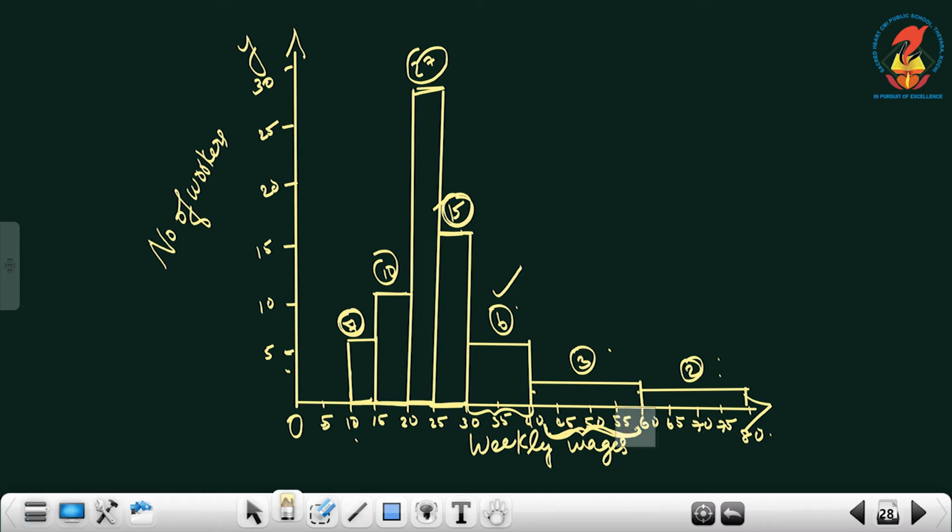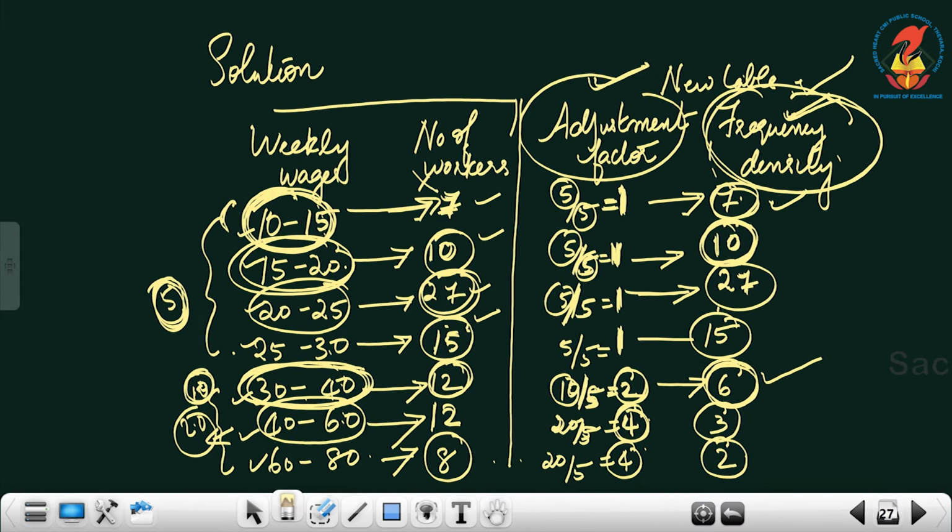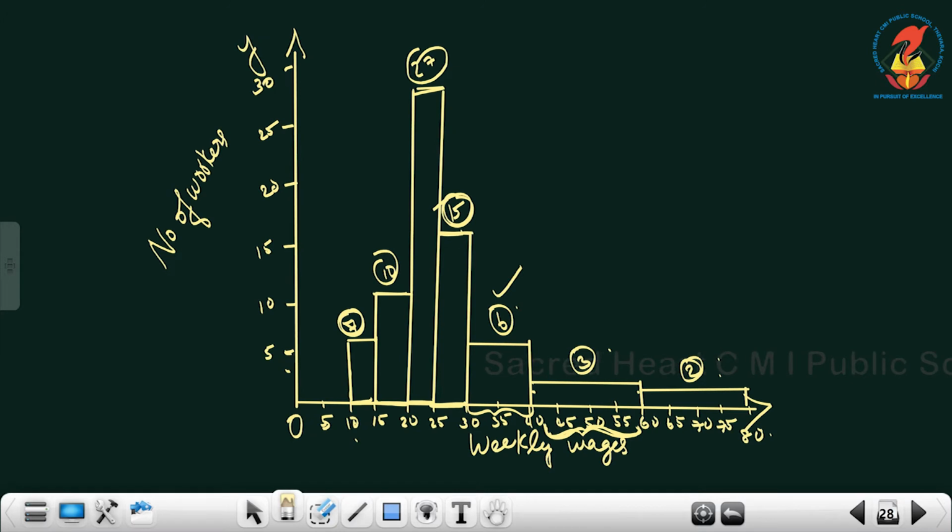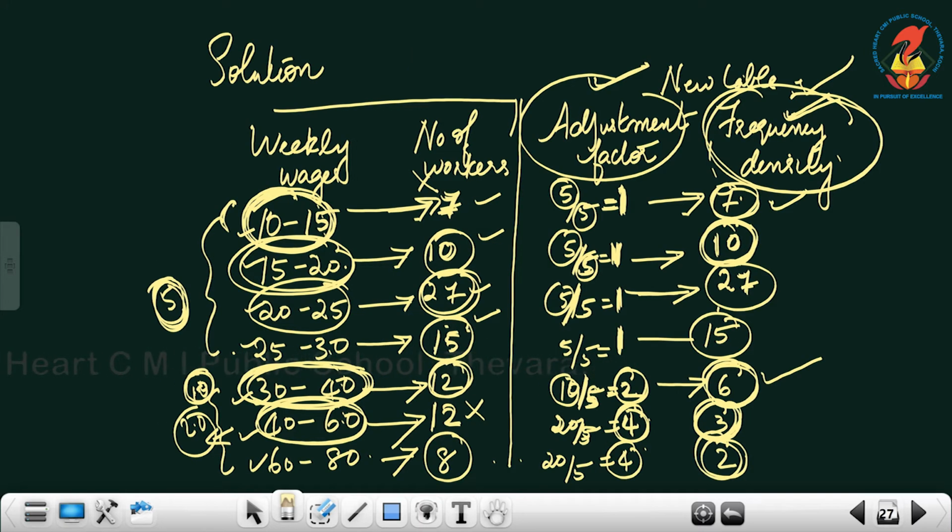So 40 to 60 is the next class. There we will be considering the frequency density, not the frequency. It is 3, that is why I have marked it with 3. 3 is the height of the histogram. Okay, so this is how, and the last one is 60 to 80, which is 2.